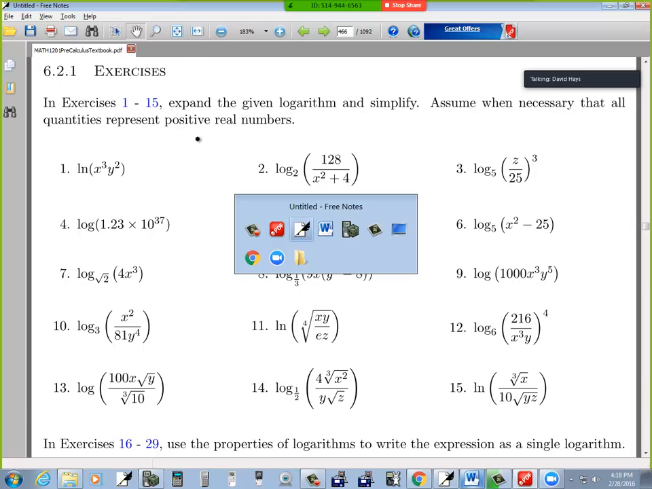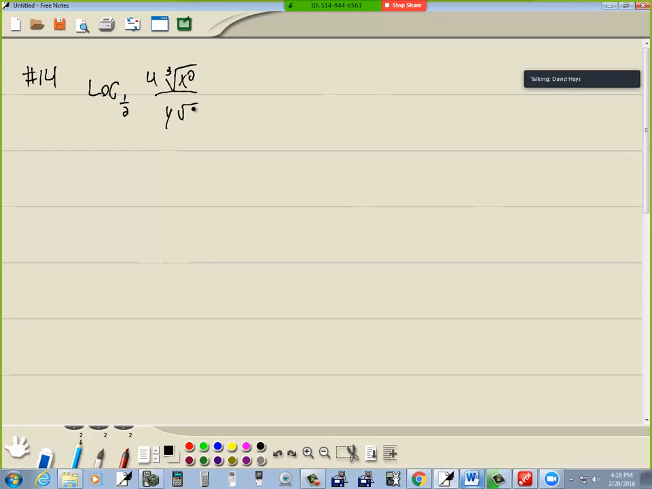y square root of z. Pretty much throughout every section dealing with log, you never want radicals. So I'm going to rewrite these. This will be 4, and this will be x to the 2/3 power. And this will be y z to the 1/2 power.